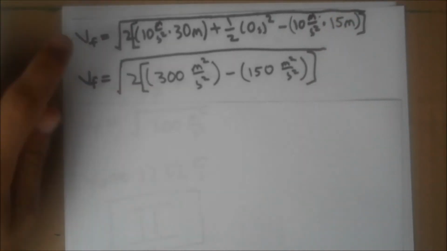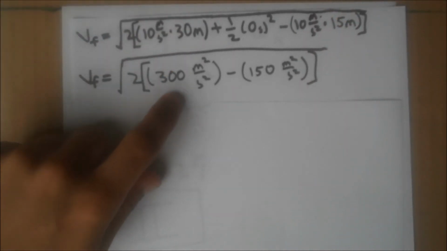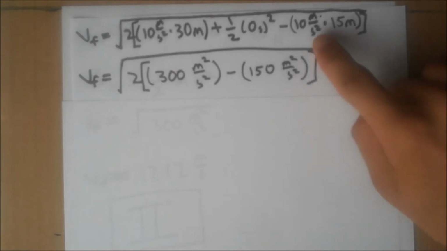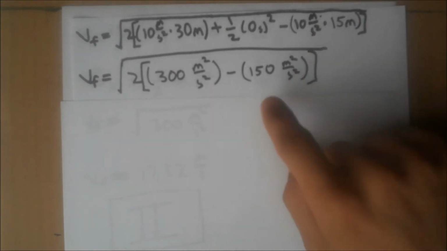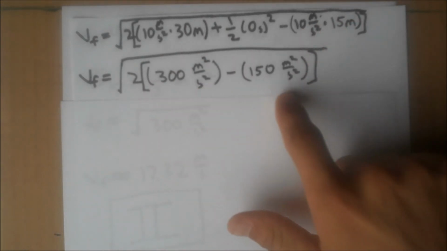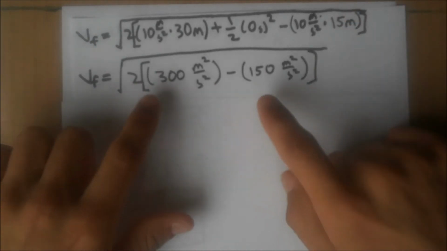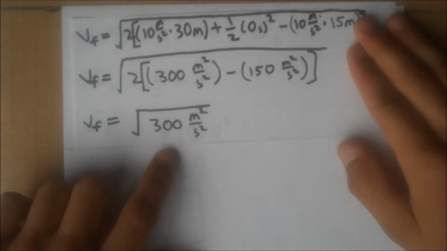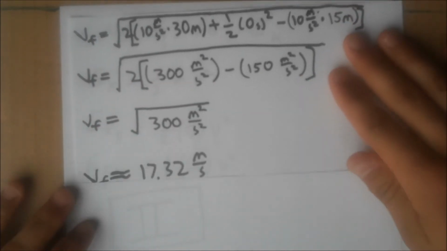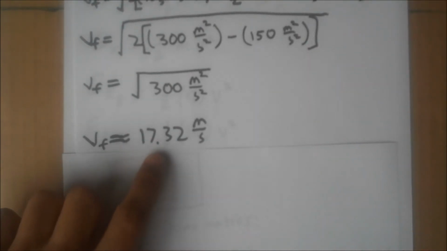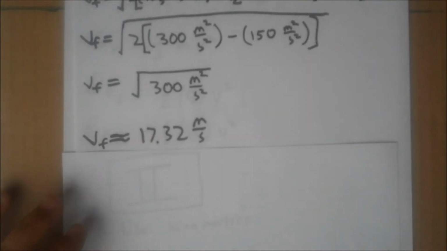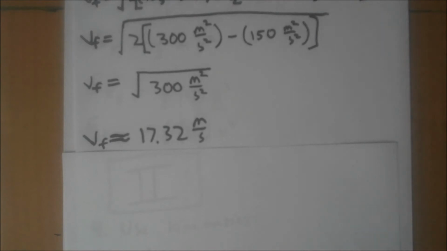v final equals the square root of 2 times, 10 times 30 would be 300. This term is 0, and this term is 10 times 15, which is 150. 2 times 300 minus 150 gives us 2 times 150, or 300 inside the radical, giving us an approximate answer of 17.32 meters per second. So now we've found the velocity after it's fallen 15 meters. That's the first part of the problem.